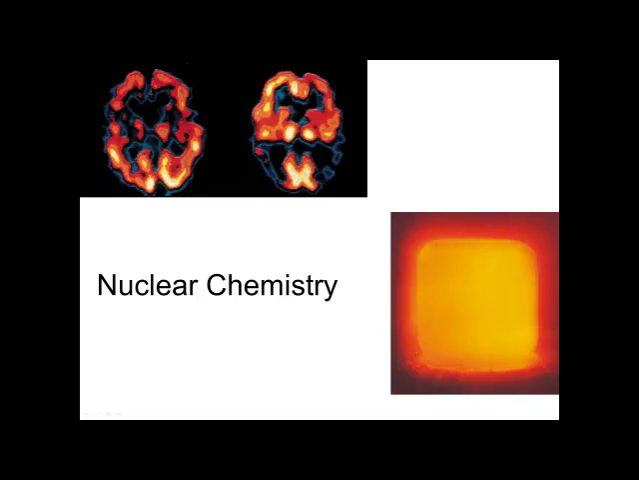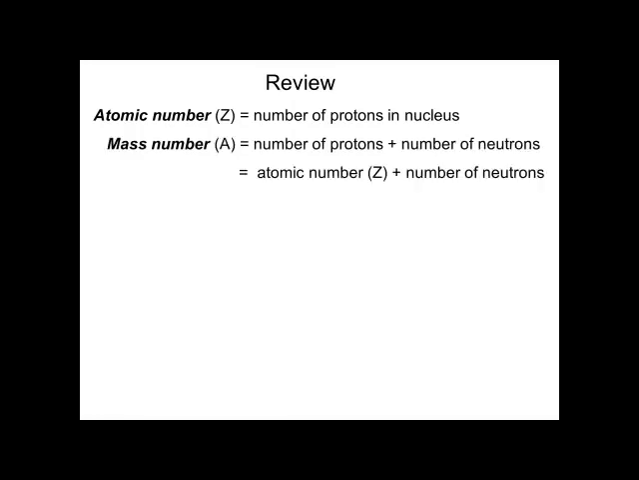Nuclear chemistry. Let's review concepts that we learned early on. The atomic number is the number of protons in the nucleus. The mass number is the number of protons plus the number of neutrons.